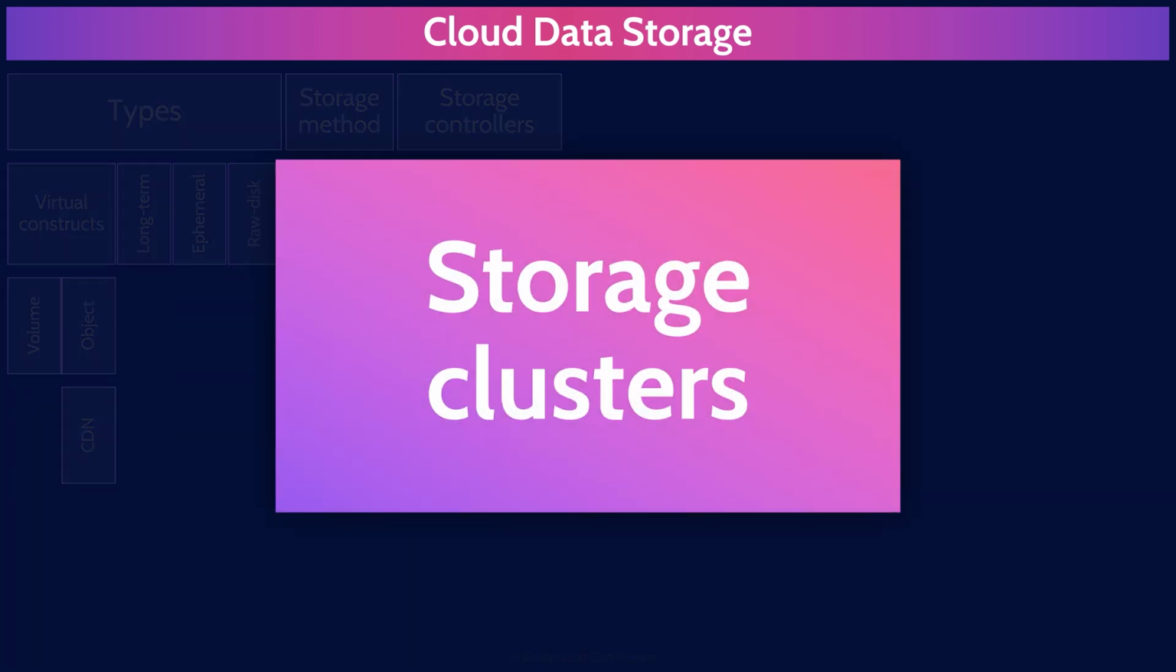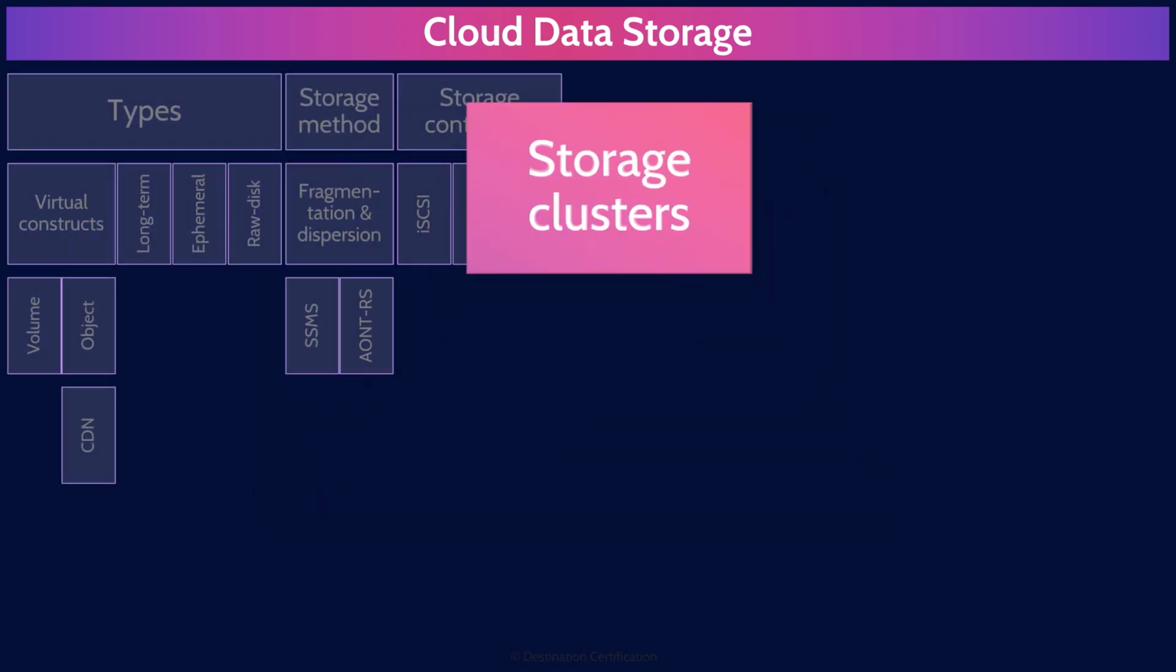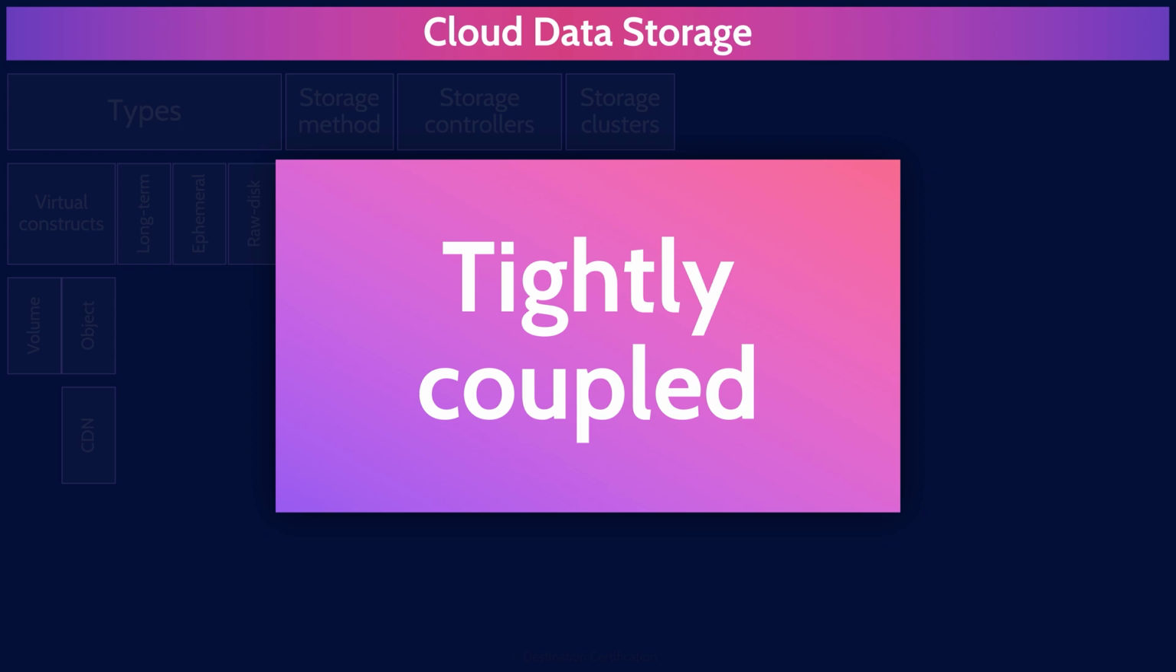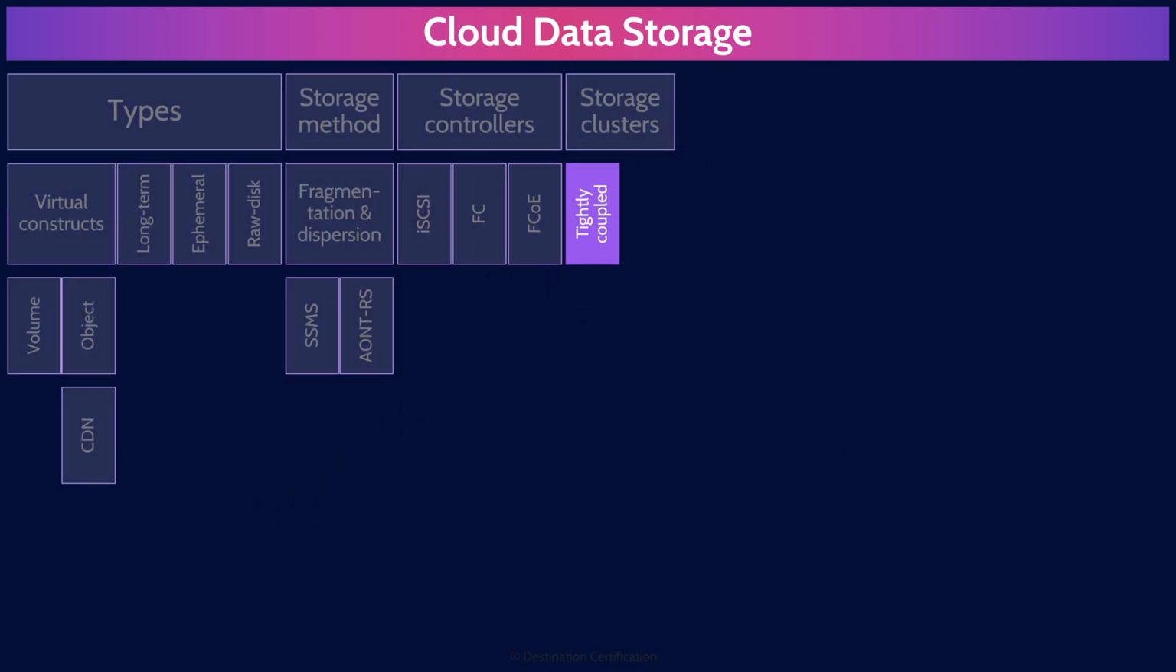The next topic is storage clusters. A storage cluster is a group of networked storage devices or servers that work together to provide a unified storage solution. Clusters enhance data availability, scalability, and fault tolerance by distributing data across multiple nodes. In a tightly coupled cluster, nodes or storage servers or devices are closely connected and share memory or a really high-speed interconnect. They often operate as a single system. Tightly coupled systems typically have really low latency and high-speed communication between nodes. Tightly coupled clusters are going to be more expensive, but they provide very high performance and low latency storage.